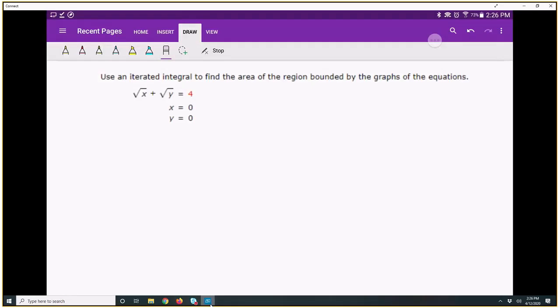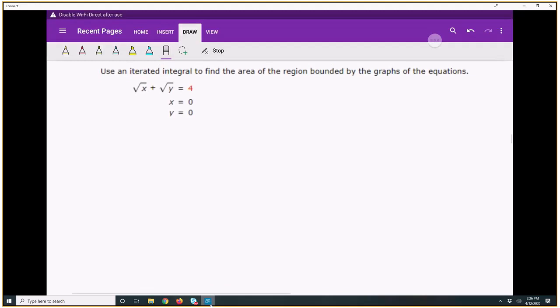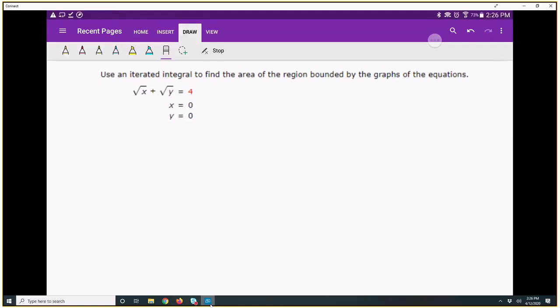Let's look at a couple more examples of using iterated integrals to find area between curves. So in this problem, we want to use iterated integrals to find the area of the region bounded by the graphs of the equations square root of x plus square root of y equal to 4, x equals 0, and y equals 0. So we want to try to draw this picture to determine which region we're talking about.